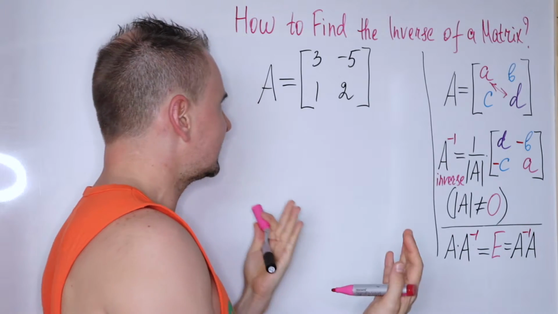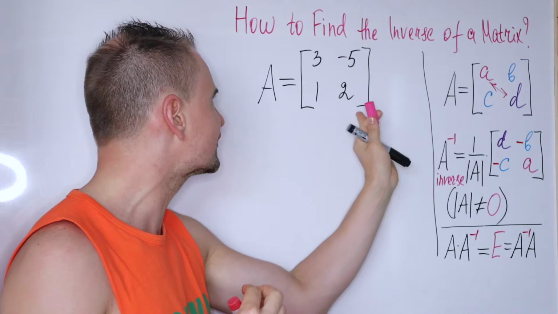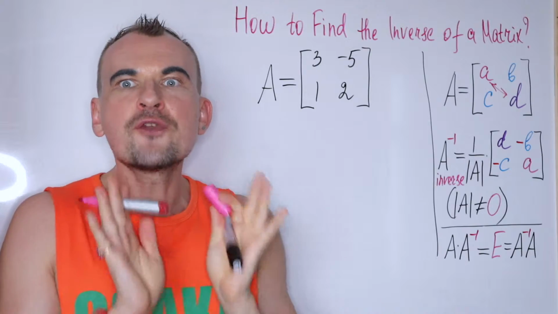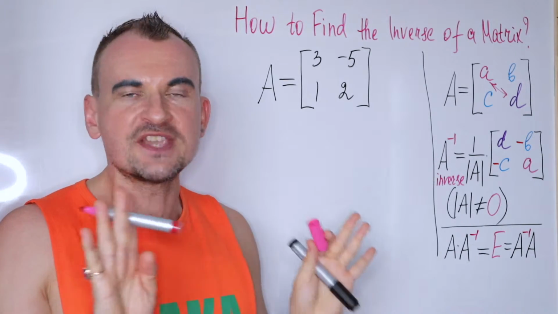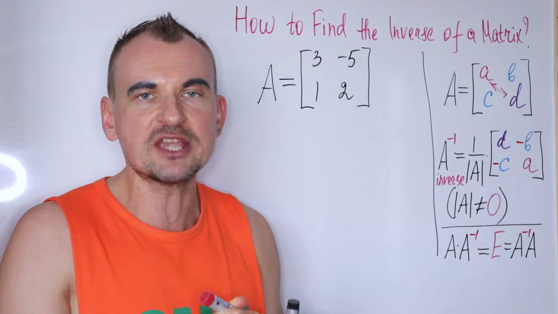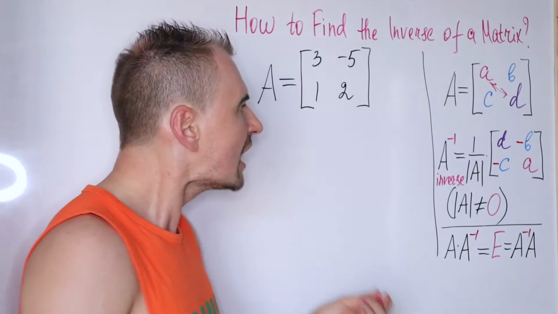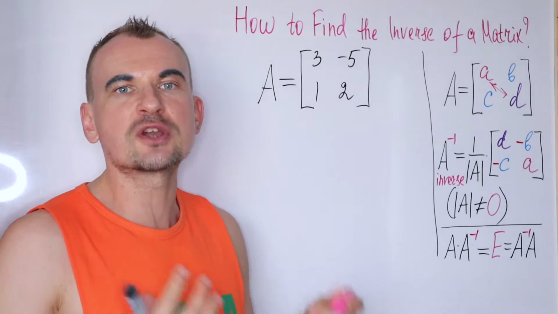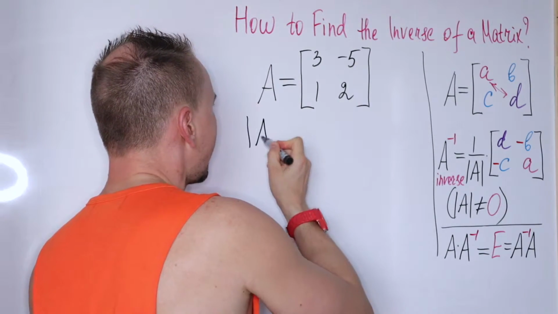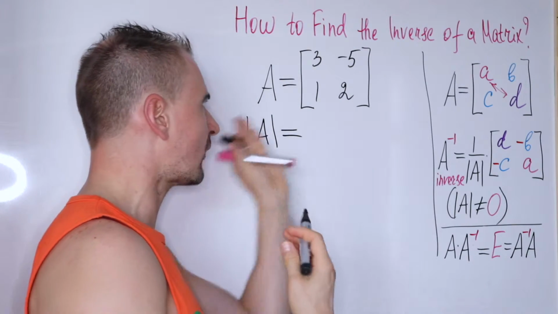So let's put it to the test. Say you need to find the inverse of this given matrix A: 3, -5, 1, 2. The first thing to do for all of these problems is to check whether the inverse exists. As I mentioned before, sometimes the inverse matrix does not exist. And in order to check if the inverse exists, all you do is find the determinant of the given matrix.